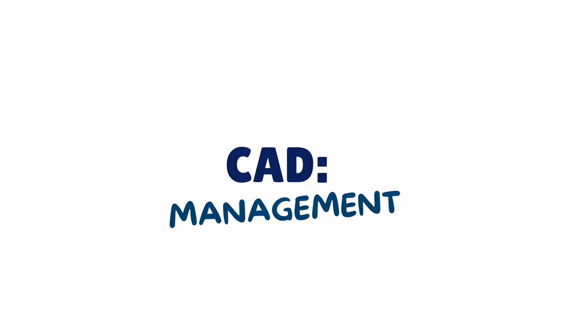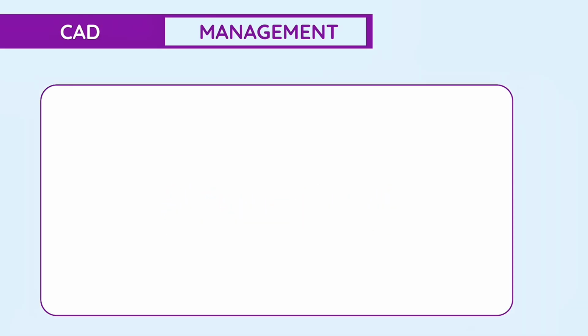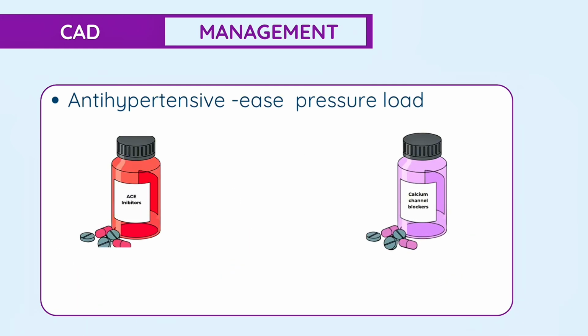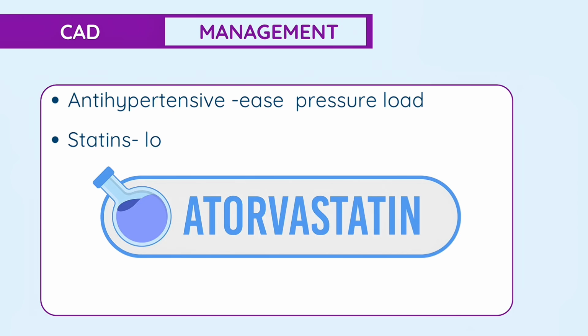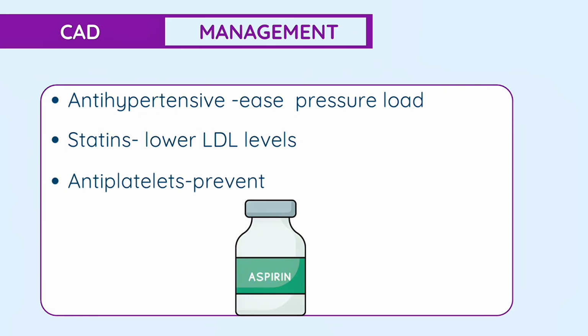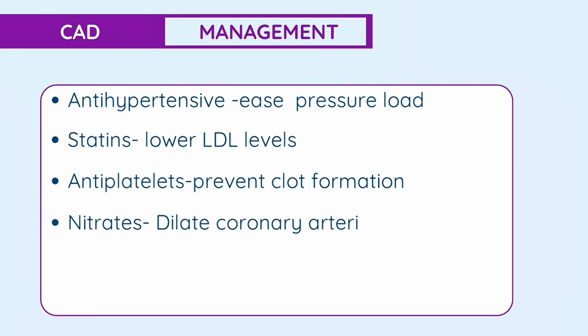So how do we treat CAD? Treatment usually starts with medication. Antihypertensives are used to ease the pressure load on the arteries. Statins lower LDL levels, slowing new plaque formation. Antiplatelets such as aspirin are used to prevent clot formation. And nitrates dilate the coronary arteries directly, easing chest pain by improving blood flow.